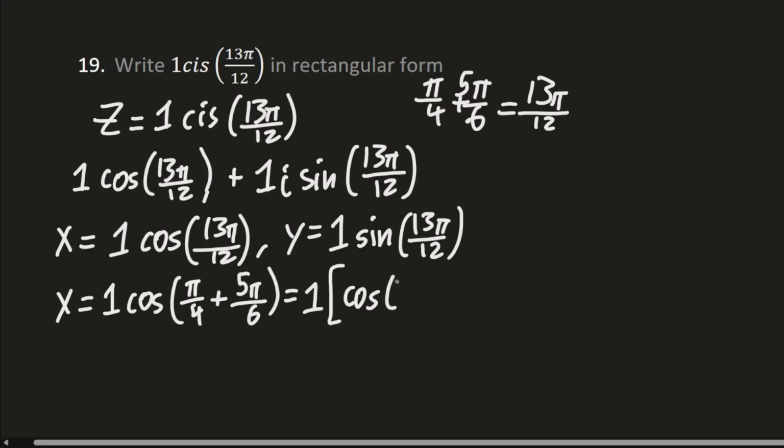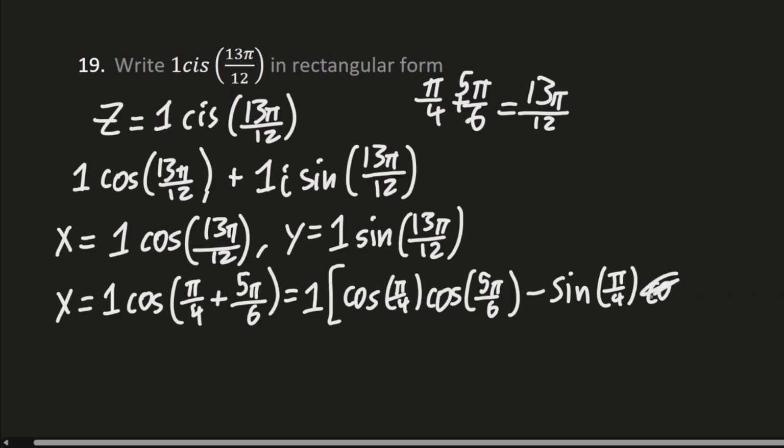cosine of pi over 4 times cosine of 5 pi over 6 minus sine of pi over 4 and sine of 5 pi over 6.